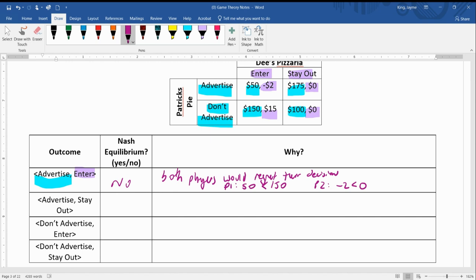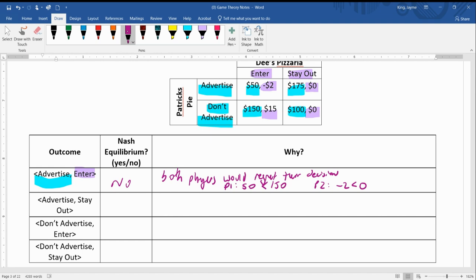All right, let's look at the next cell. The next one is advertise and stay out. So that's this cell right here. Would either of them regret their decision? Well, player one chose to advertise. Their other option would have been to not advertise. So that would have bumped them down to this cell, right? They can't change player two's decision, but if they change their minds, they would actually end up making less money. So in this case, player one's happy with their decision.